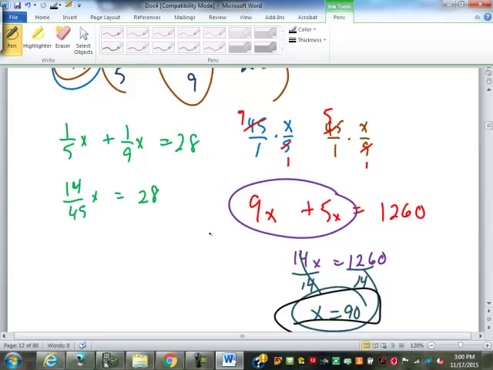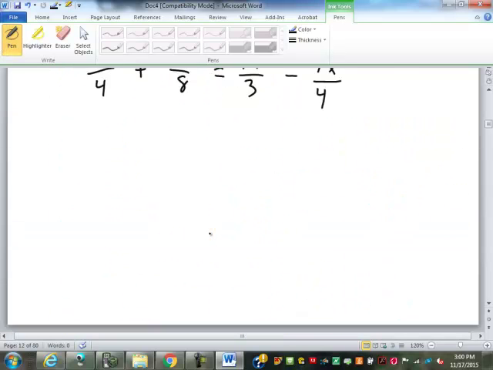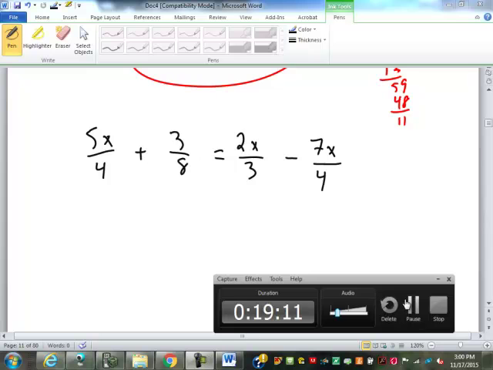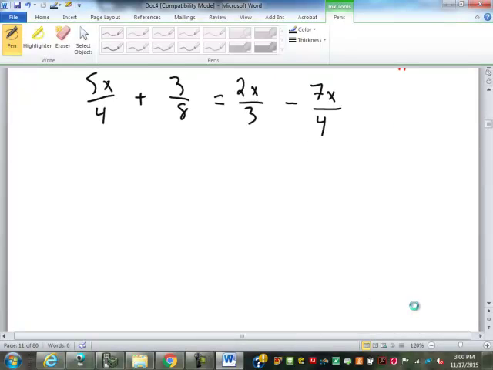So x equals 90. So anyway, back to this one. We could make that 5/4 x plus 3/8 equals 2/3 x minus 7/4 x. But that would be tough to work with the fractions. We can get rid of the denominators by finding one common denominator. 4, 8, and 3, it's going to be 24.